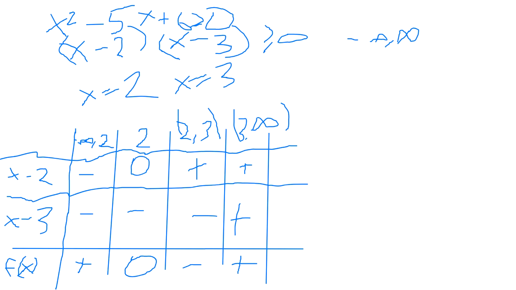So now the question says that we are looking for values of x that will make this graph a 0 or a positive. So what interval is giving us a 0 or a positive? It is infinity to 2 itself and 3 to infinity. Can we see that? Yes.